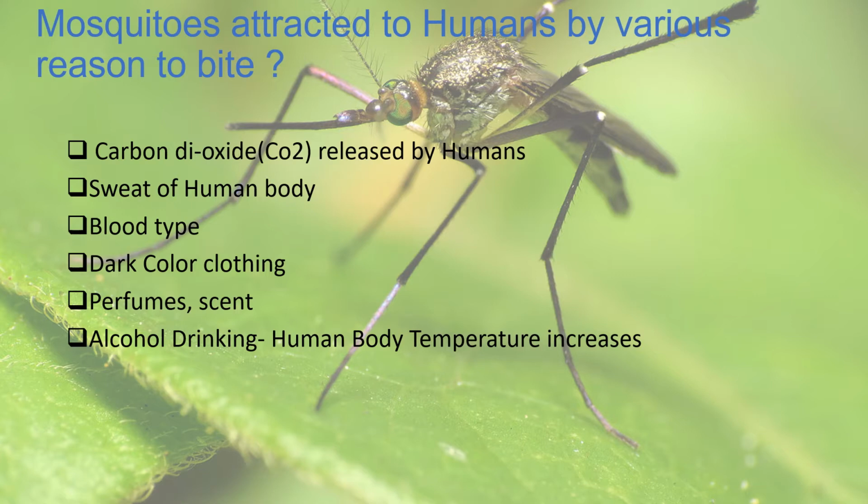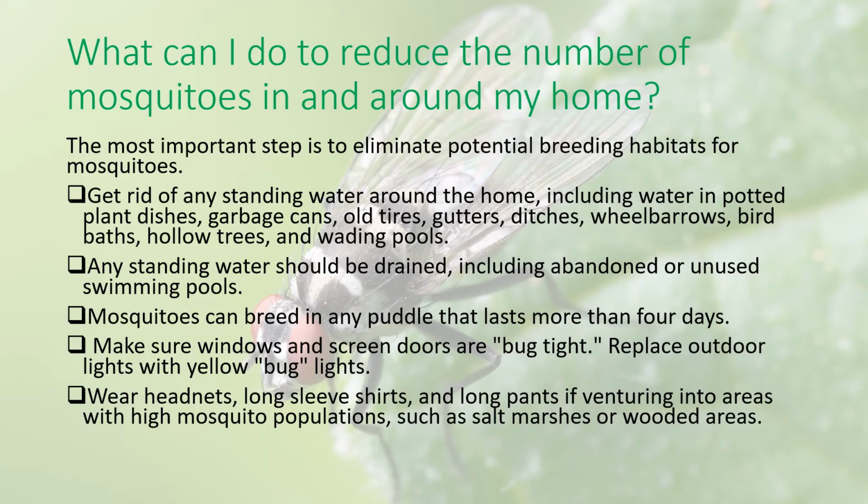Mosquitoes are stimulated by a number of factors when seeking out a blood meal. Initially, they're attracted by the carbon dioxide we exhale. Body heat is probably important too, but once the mosquito gets closer, she will respond to the smell of a potential blood source's skin. What can I do to reduce the number of mosquitoes in and around my home?